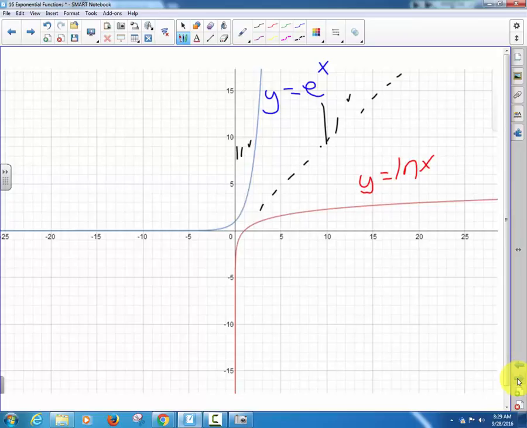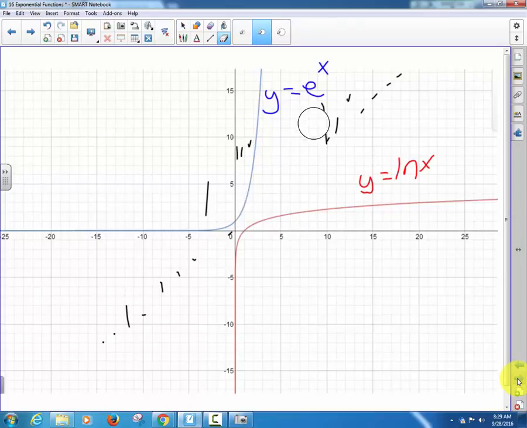wow. I don't know why it's doing that up there. Wow. Okay, let's try that again. I really need a line, not dots all over the place.